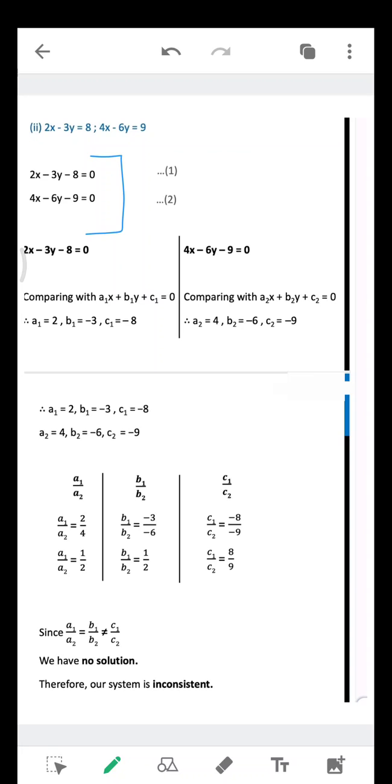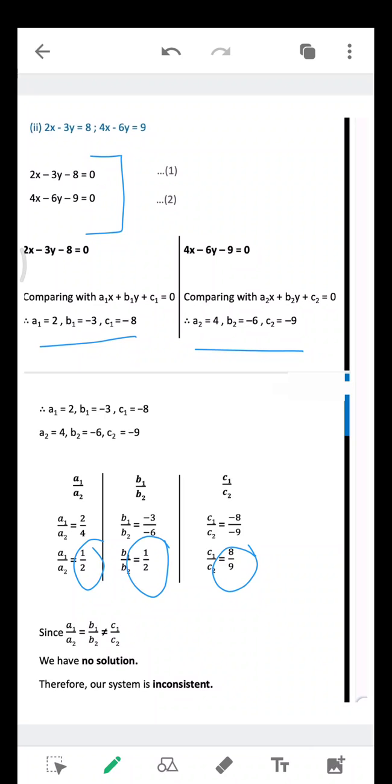Again we'll compare it and we'll get the values of a1, b1, c1, a2, b2 and c2. So we'll find the ratios. We have taken the values here. a1 by a2 is 2 by 4, that is 1 by 2. b1 by b2 is also 1 by 2. Now a1 by a2 and b1 by b2 are equal, then we will go to c1 by c2. Okay, c1 by c2 is 8 by 9.